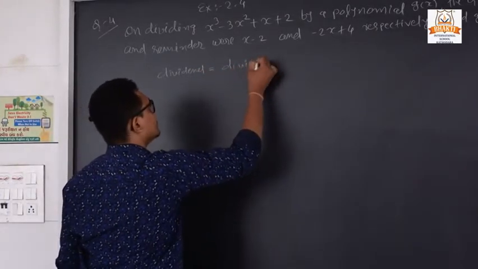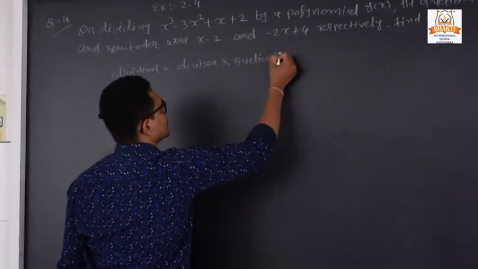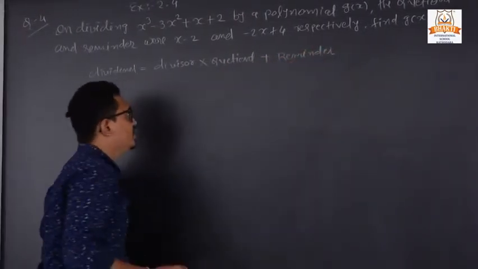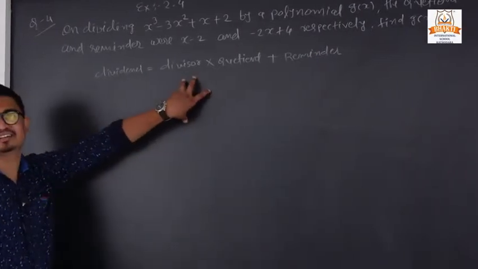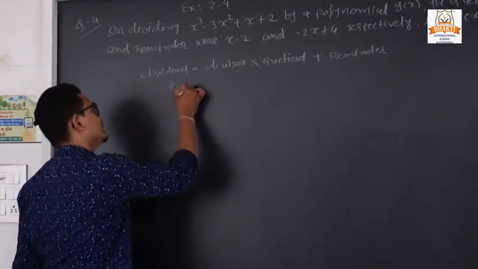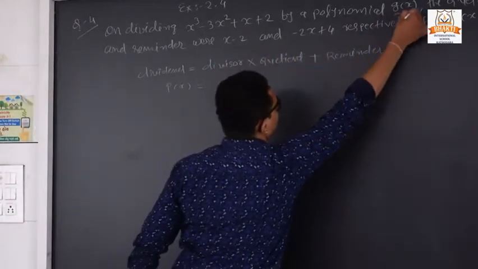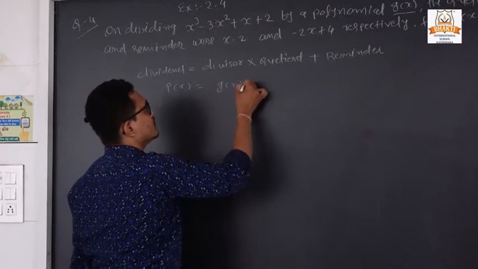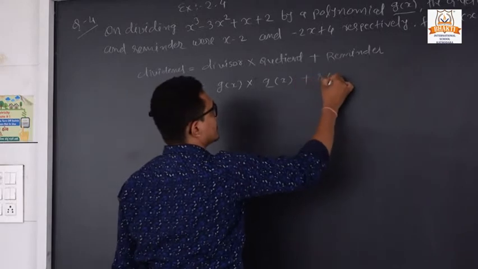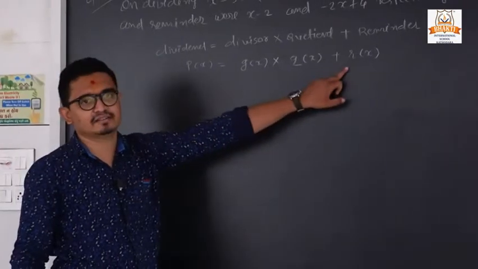divisor into quotient plus remainder. We already know that formula from chapter number 1. Now the dividend is always p of x, the divisor is called g of x, quotient means q of x, and remainder means r of x. Clear? Remainder means r of x.